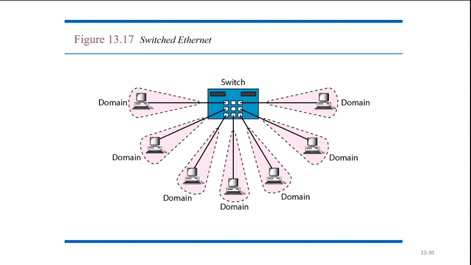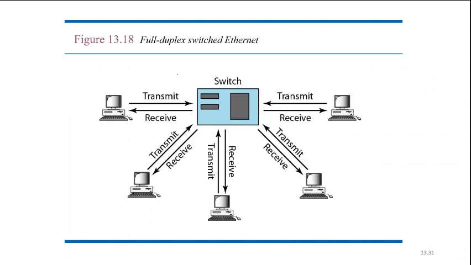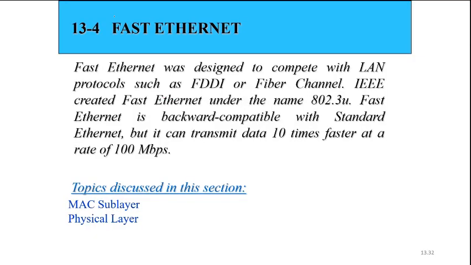In the switched Ethernet, there is a common switch, with which different devices, stations, will be connected. In full duplex switched Ethernet, the stations are connected such that there is full duplex, meaning it can transmit and receive at the same time. This is the basic difference. So these are different Ethernets, modifications or evolution of the basic standard Ethernet.